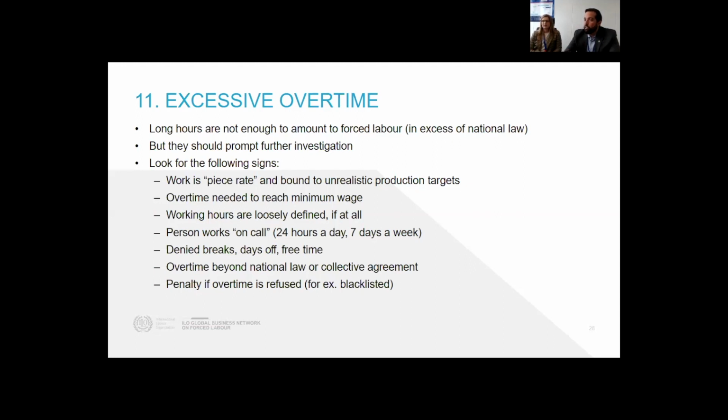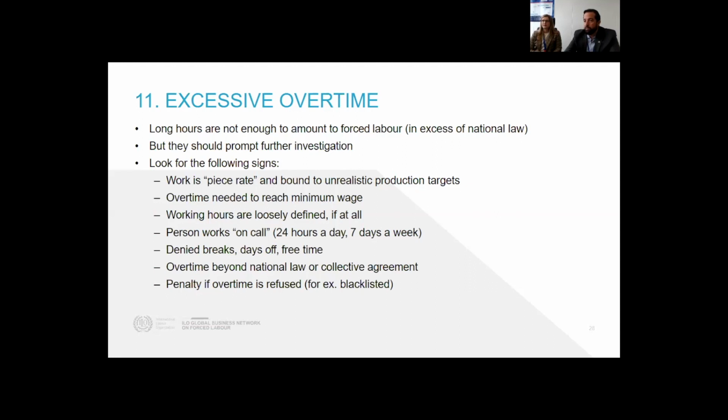Is overtime needed to reach a minimum wage? Are working hours loosely defined, if at all? Or is there a person who is on call 24 hours a day, 7 days a week? This doesn't mean, again, that it is a forced labor situation, but it can raise a flag, a yellow flag, for example. Also, if breaks are denied, even days off and free time.